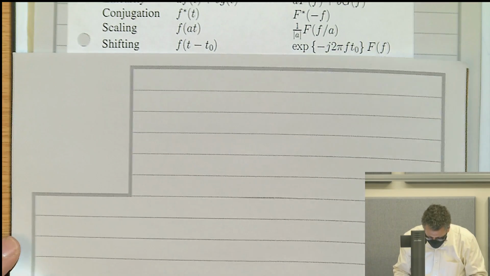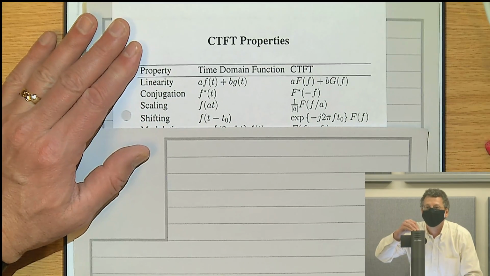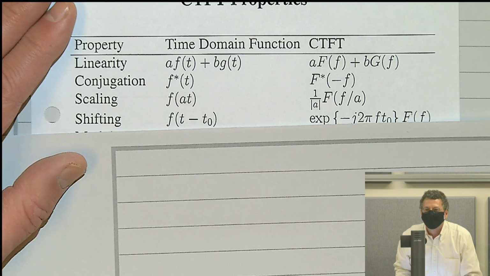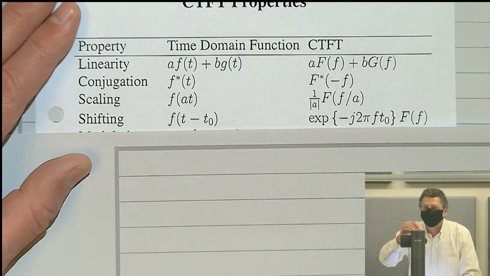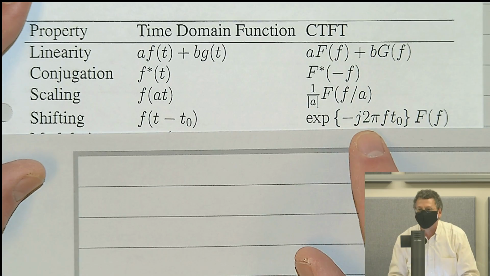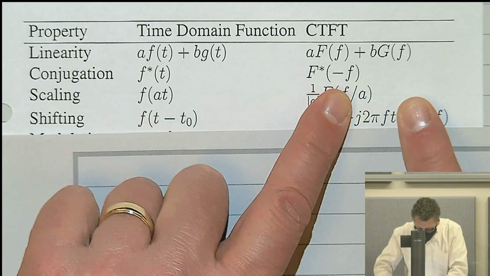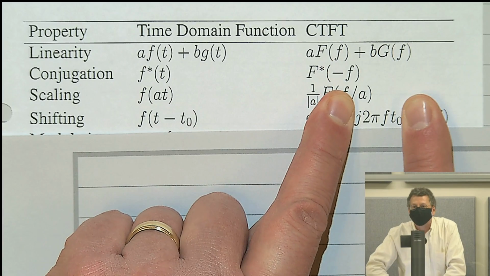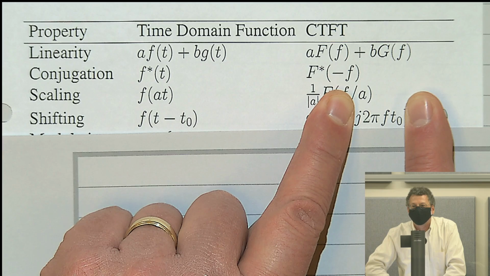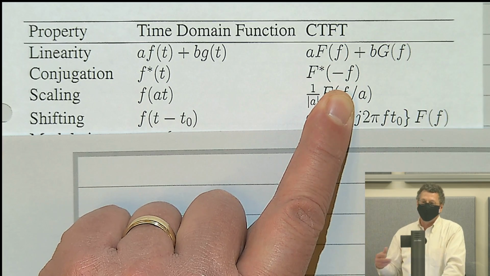What else we got here? Shifting. Oh, shifting is great fun. If you take a signal and you shift it in time, that has the effect of applying a linear phase modulation. You'd say, well, what do you mean it's not linear, it's exponential? Well, it's linear because this is the phase, and the phase is a function of frequency times a constant, t0. So that gives you a linear phase.